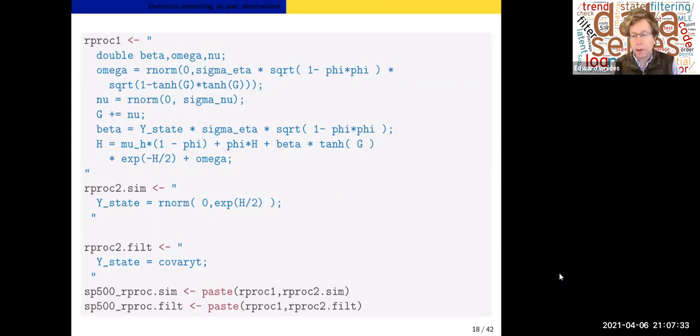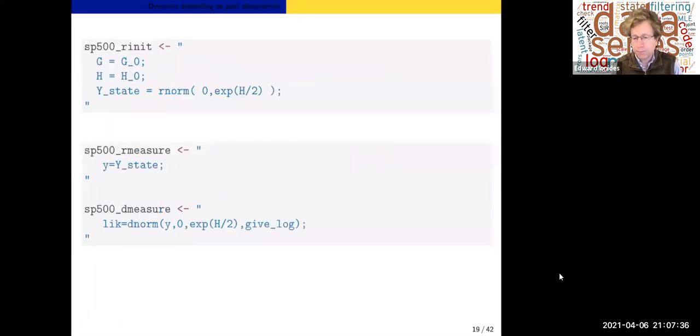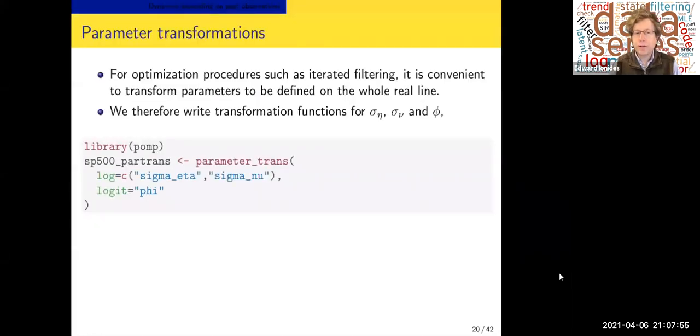Maybe that's all I can say about that right now. We need initializers, and we need an R measure, and we need a D measure. This is all just a matter of being faithful to the equations. We need parameter transformations. So sigma eta and sigma nu are non-negative. Well, they're positive. We're going to log transform them. Phi takes a 0,1 value, so we're going to logit transform it.